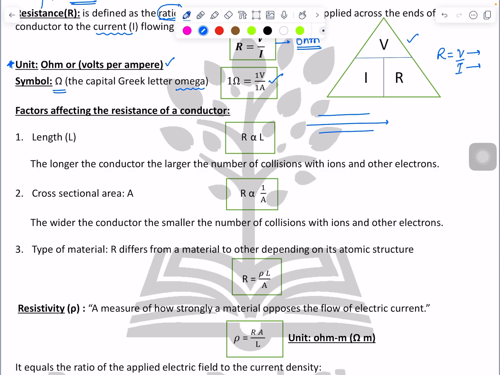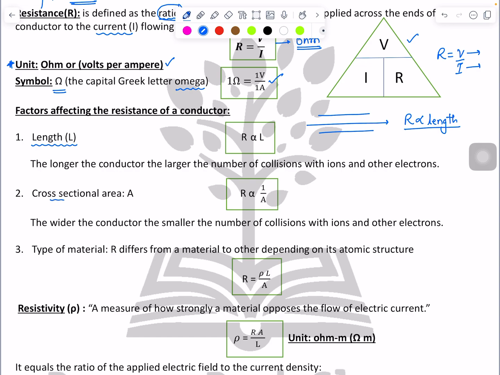The first is the length. The more you need to travel, the higher the probability that you will get more problems. So we will say resistance is directly proportional to the length of the wire. The bigger the wire is, the bigger the problem is, because we will find more problems. So R is directly proportional to the length.